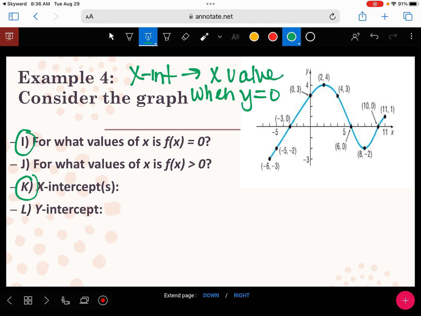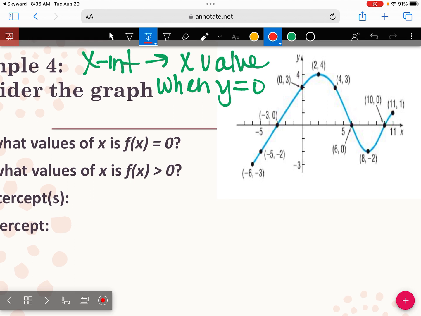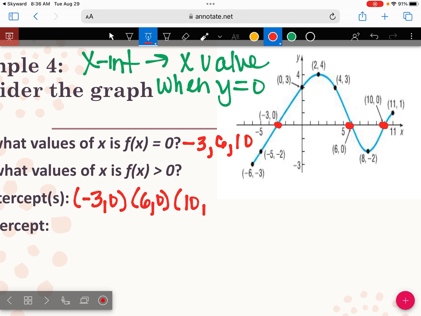So that would be these 3 points where I put my little red dots. And that would be at -3, +6, and 10. But for part K, I'm going to write them as ordered pairs. Anytime I ask you for an intercept, it needs to be written as an ordered pair.